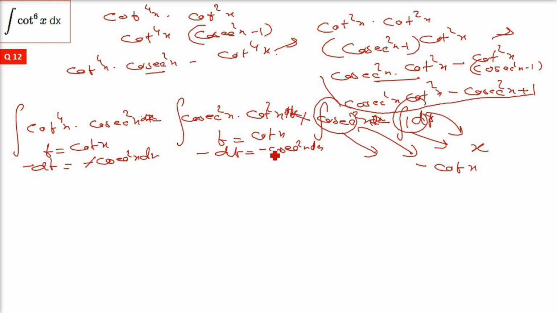Minus dt will come here, minus dt will come here. Cosec square x dx will be negative dt. So minus goes out on the outside. Cot x was taken as t, so t raised 4. Please remember the sign also. This is different, this is different.